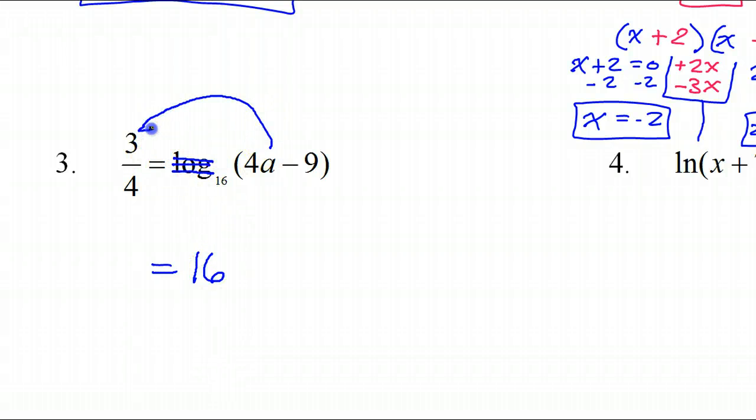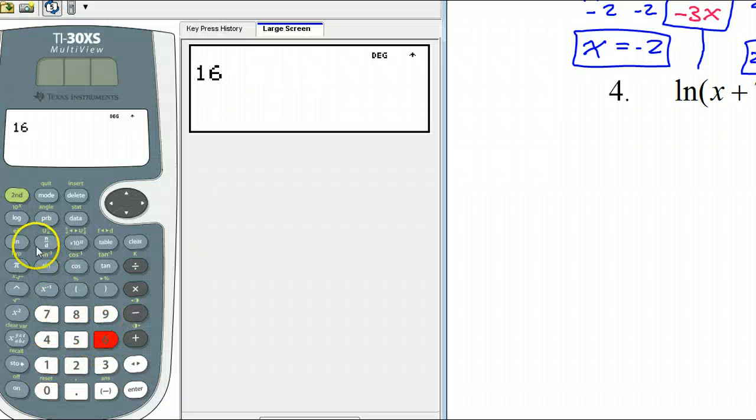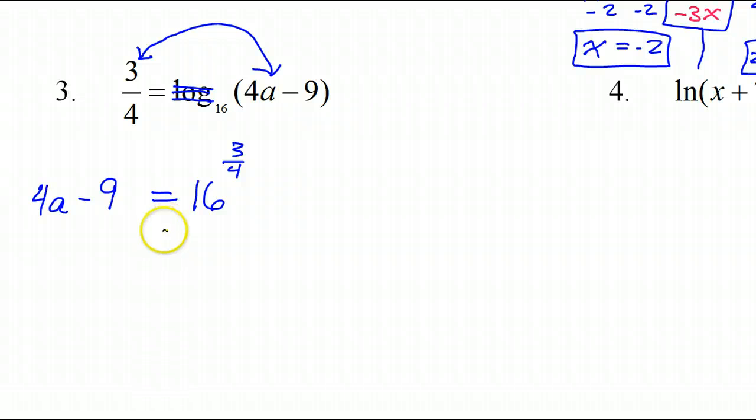Now, these two parts are going to change sides of the equation. So the 4a minus 9 is going to wind up over here. The 3/4 is going to wind up over here as the exponent. Okay, now 16 to the 3/4 power, that gives us 8. So I've got 4a minus 9 equals 8.